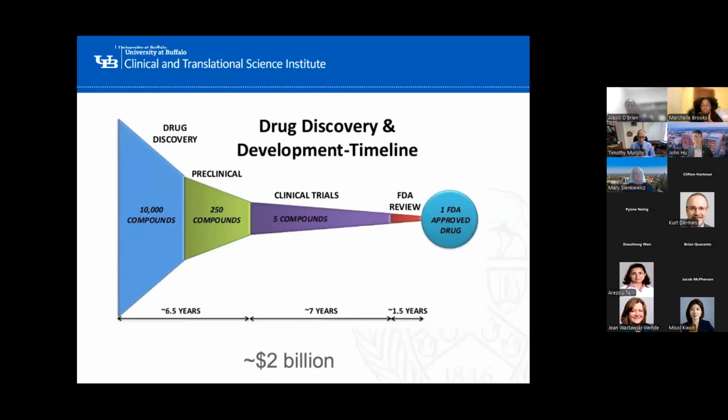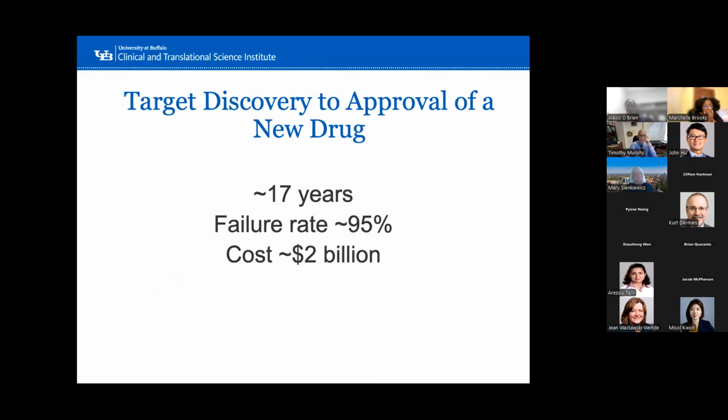Here's another way to look at this pipeline. So this is sort of an optimistic one. The estimates now are that it takes about 17 years from an initial identification of a compound to one FDA-approved drug, 17 years and about $2 billion. And you can see it's associated with a very high failure rate, 95% failure rate.